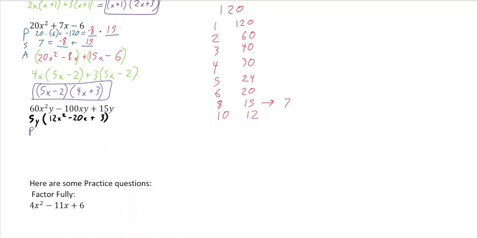Okay, now we have PSA. The product is 12 times 3, which is 36. So that means we need to have two numbers that multiply to get 36, and the sum is negative 20, so we need two numbers that add to get negative 20. So if you need to, we go through the same process as the last one, where you just come up with as many options as possible of numbers that can multiply to get the 36.